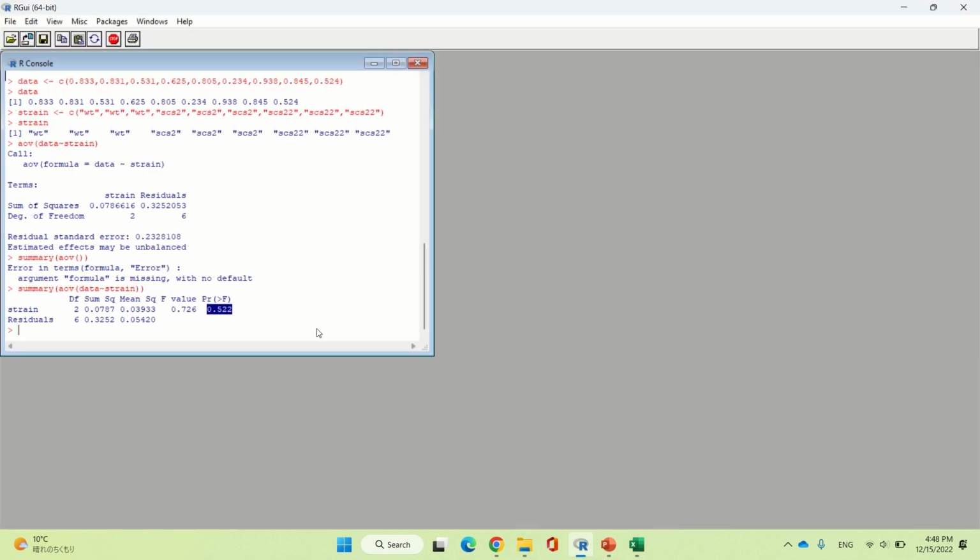So then we got 0.5. 50% is not it. 0.05 indicates the null hypothesis is dismissed, that there is no significance is dismissed. This is a very critical point.